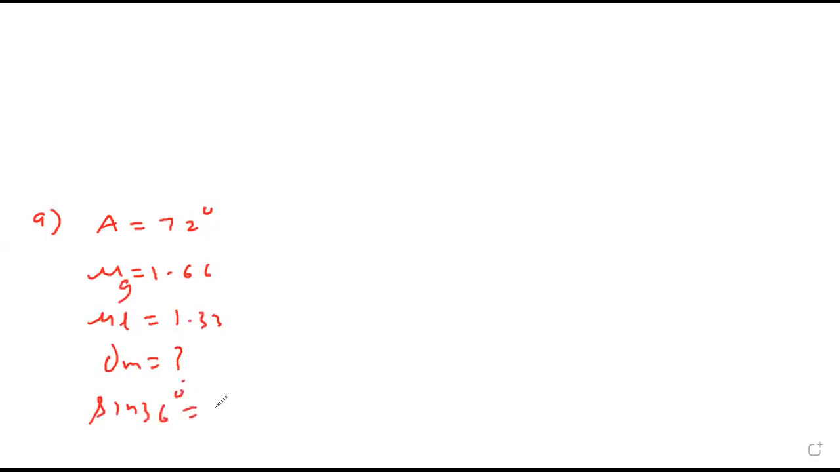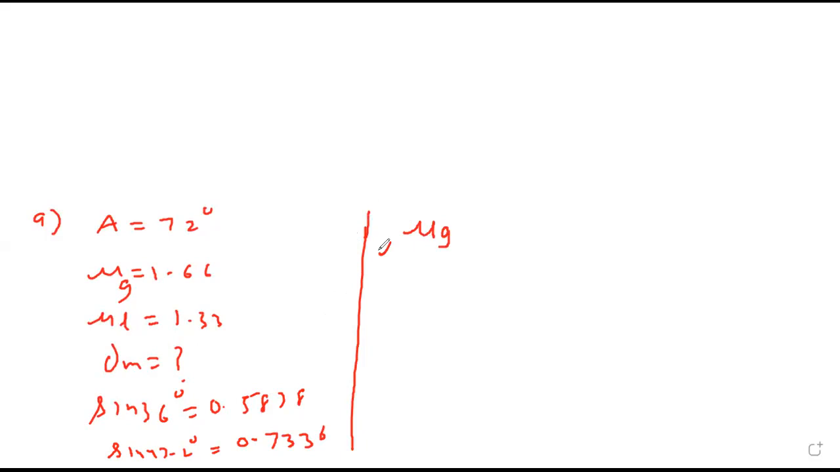A glass prism whose refracting angle is 72 degrees and refractive index is 1.66 is kept in a liquid of refractive index 1.33. Calculate the angle of minimum deviation for a parallel beam passing through the prism. Sine of 36 degrees is given as 0.5878 and sine of 47.2 degrees is 0.786. So delta M you have to calculate.